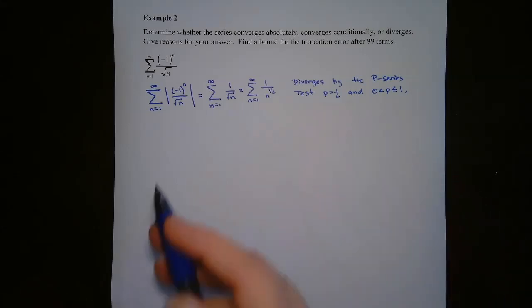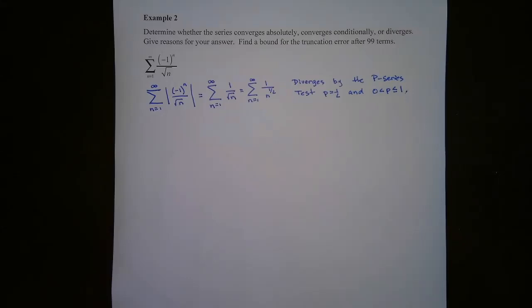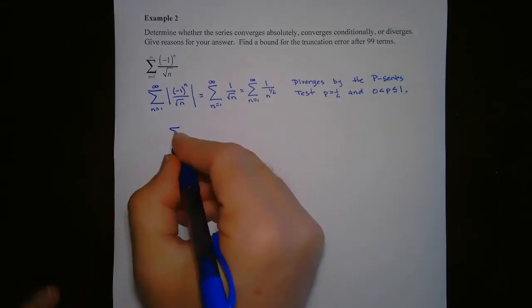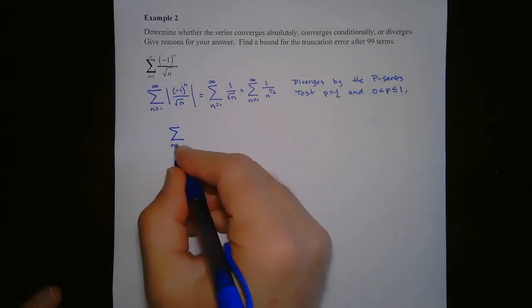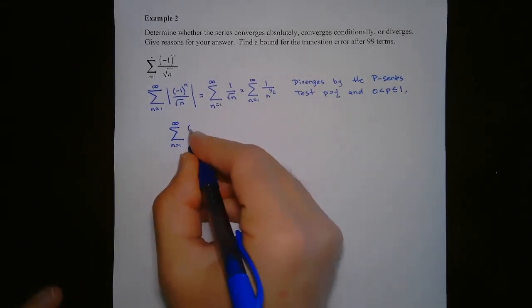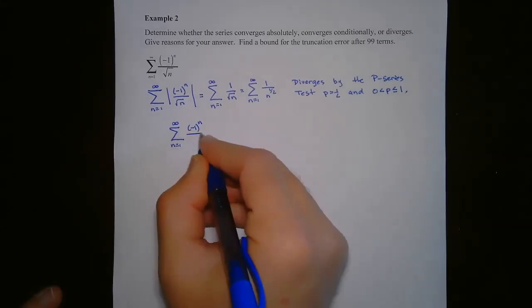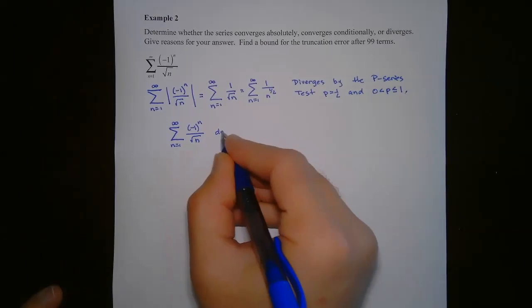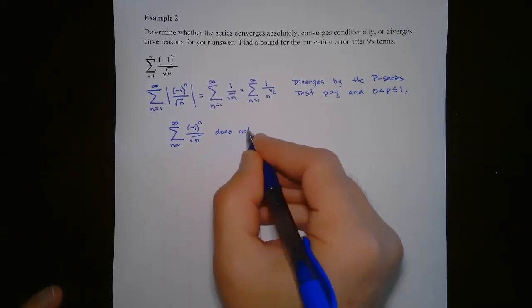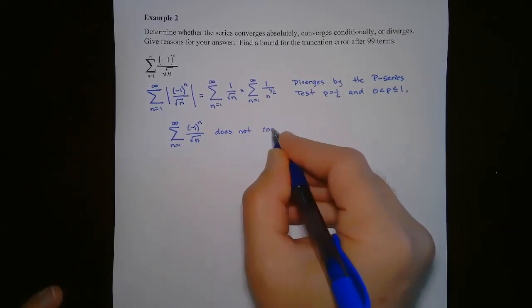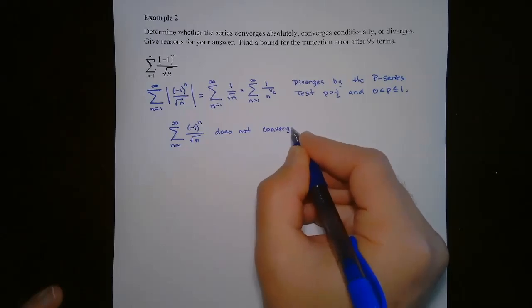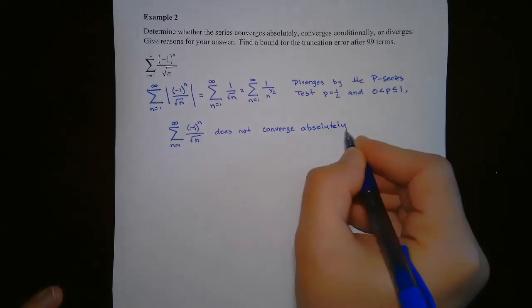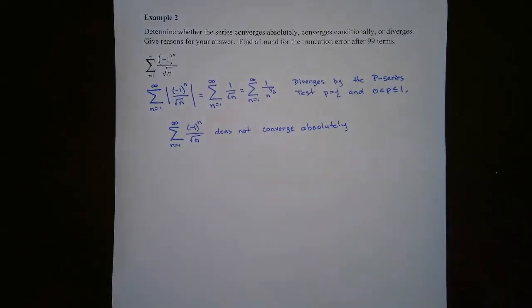Which means our original series does not converge absolutely. So I'm going to write it that way, a little bit different than we did last time. The sum from n equals 1 to infinity of (-1)^n over the square root of n does not converge absolutely. So the next question we have to ask is, does it converge conditionally?